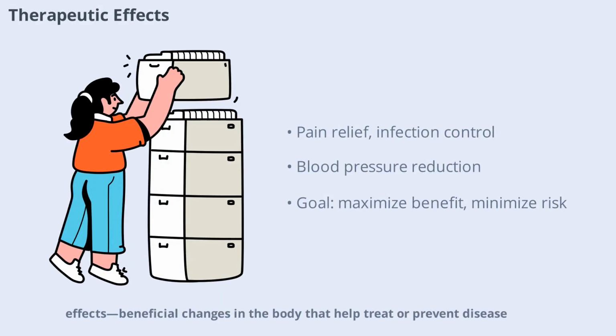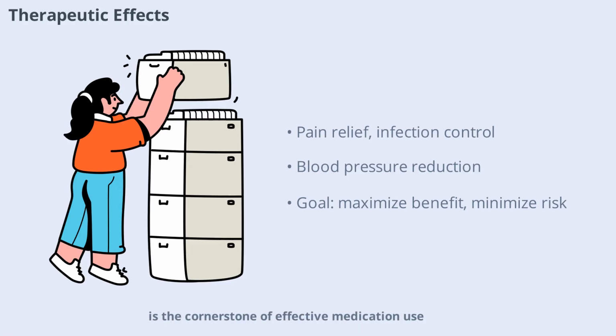The main goal of drug therapy is to achieve therapeutic effects, beneficial changes in the body that help treat or prevent disease. These effects can include pain relief, infection control, or blood pressure reduction. The desired outcome depends on the drug's mechanism of action and the condition being treated. Achieving therapeutic effects while minimizing risks is the cornerstone of effective medication use.